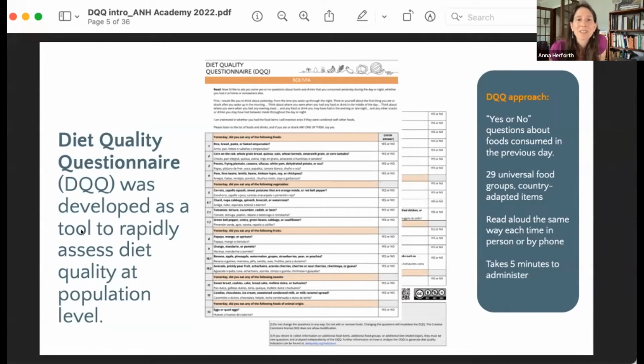So it consists of yes or no questions about foods consumed in the previous day. There are 29 food groups included in the questionnaire, which are universally included for all the different country adaptations, but the items are adapted to each country. This tool takes about 5 minutes to administer. It's read aloud the same way each time, in person or by phone, making it very easy and quick to implement.